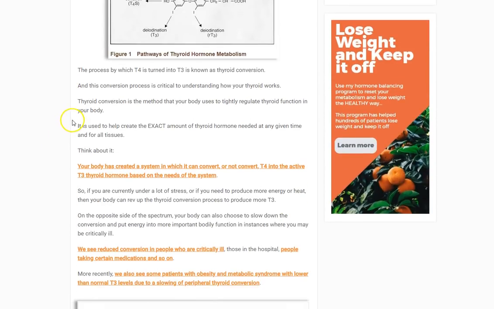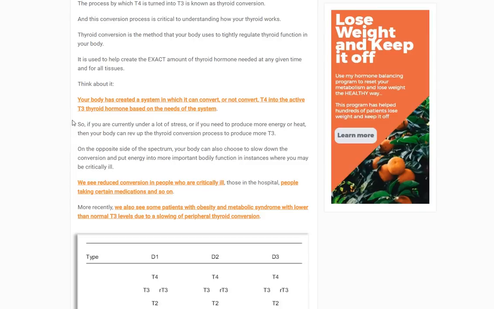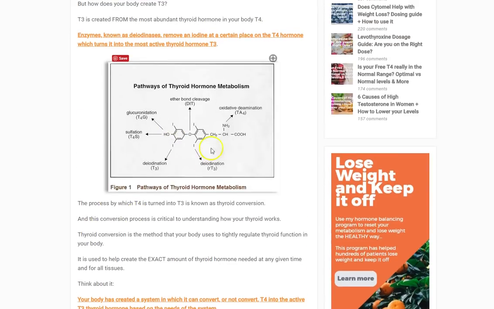So basically T3 is the most active form of thyroid hormone. The interesting thing is the majority of T3 that's in your body actually comes from the cleaving or the manipulation of the T4 thyroid hormone. Now, some of the T3 in your body is produced directly from the thyroid gland, but the majority is actually created through thyroid conversion, which is what we talked about here. It's converting the T4 thyroid hormone into something else. This process is referred to as peripheral thyroid conversion.